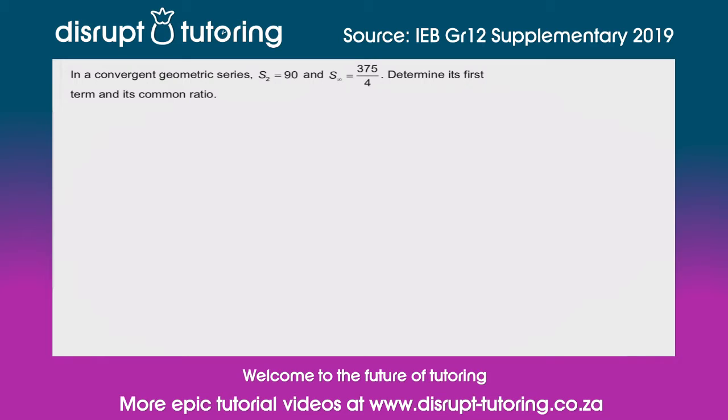Alright, so what do we know? We know that the sum of the first two terms is 90, and we also know that the sum of the terms to infinity is equal to 375 over 4. Now, we have some nifty formulas for these, so let's use them to see if that can help us out. So, let's start with our S2.